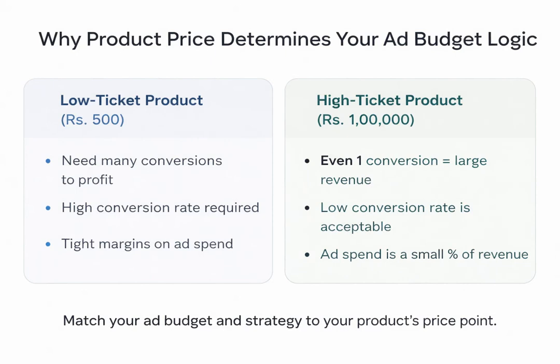This brings up a broader strategic point. The logic of how much to spend on ads and what results to expect is deeply tied to your product's price. If you're selling a low-ticket item, say something worth 500 rupees, you need a very high volume of conversions just to break even on your ad spend. But if you're selling a high-ticket product worth 1 lakh or more, even a single conversion can justify an entire month of ad spend. So when you're planning your campaigns, always think about your product's price first. It determines how aggressive you can be with your budget and what conversion rate you actually need to be profitable.